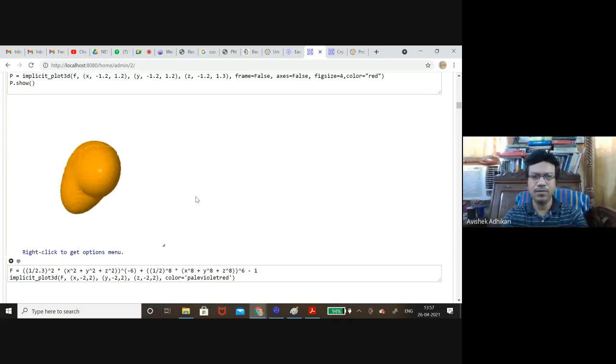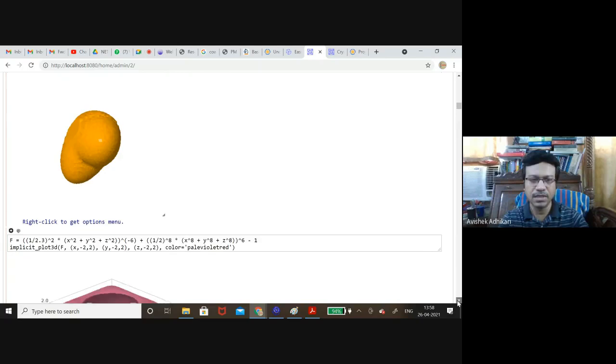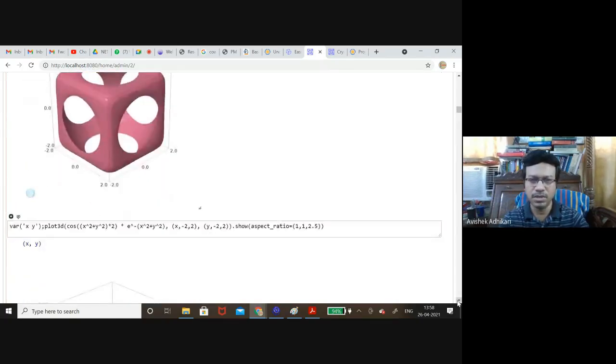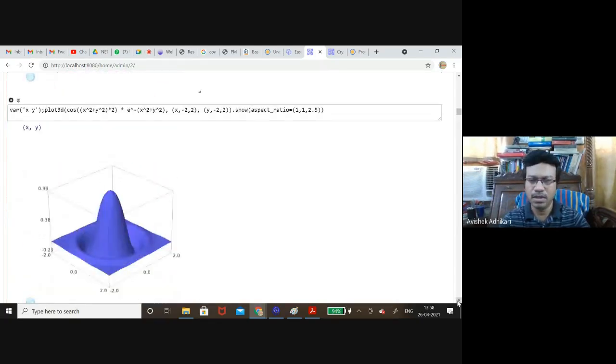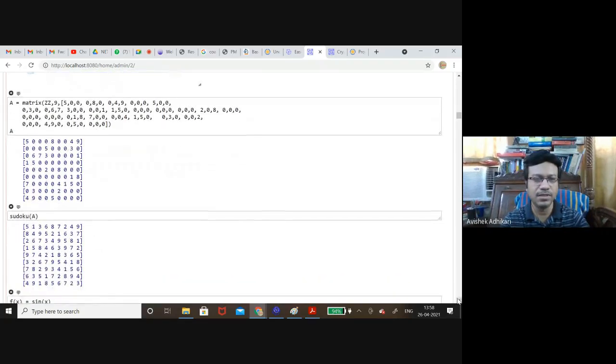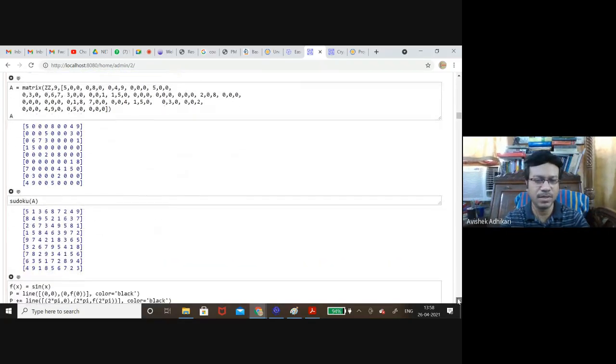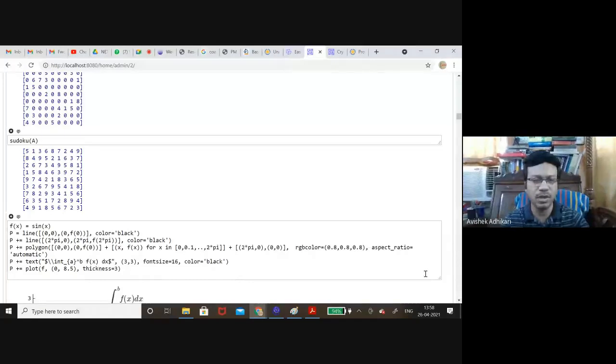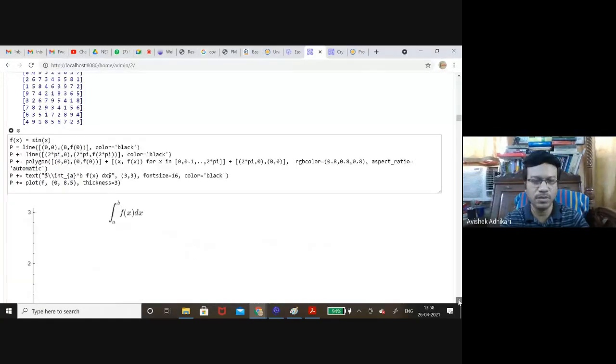Many of you might have used Mathematica and MATLAB, but you need to pay a lot for that. Here it's completely free, and it has nice documentation. You can have a matrix and then you can even solve a Sudoku. I have given a Sudoku puzzle as input, and it gives you back the output of the Sudoku.